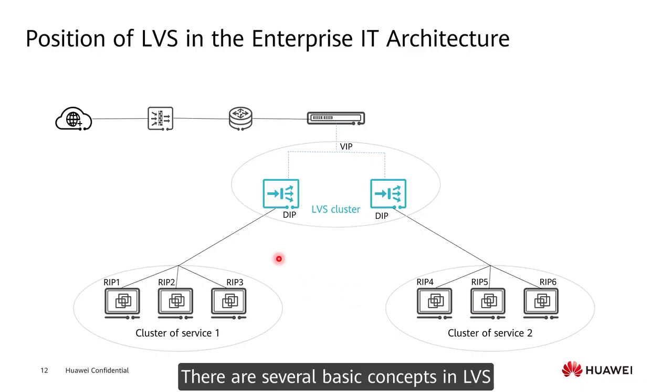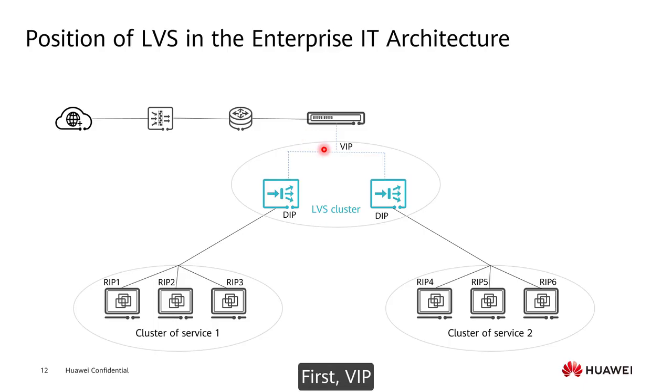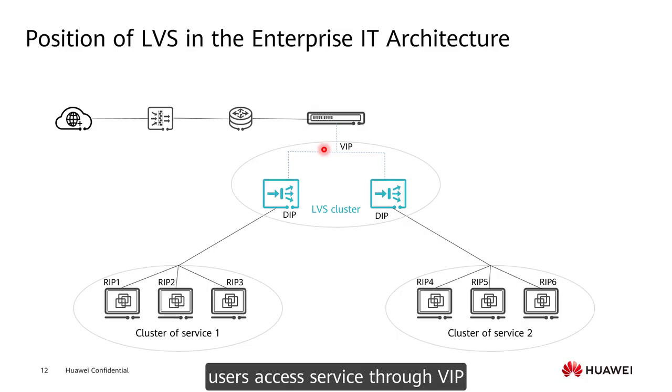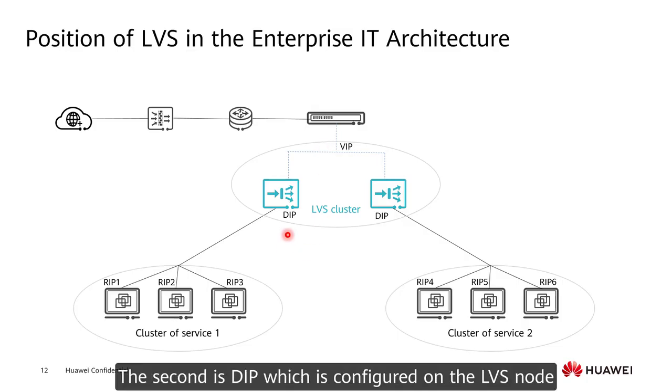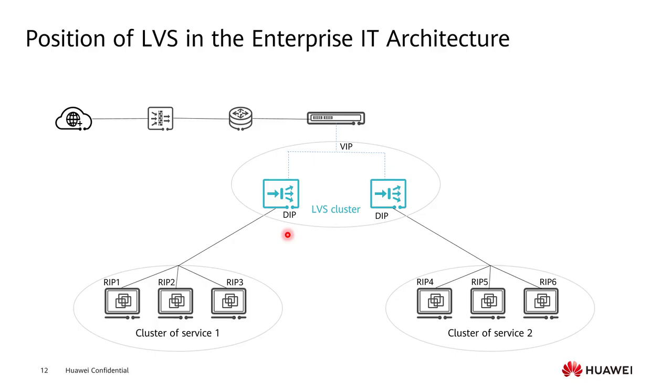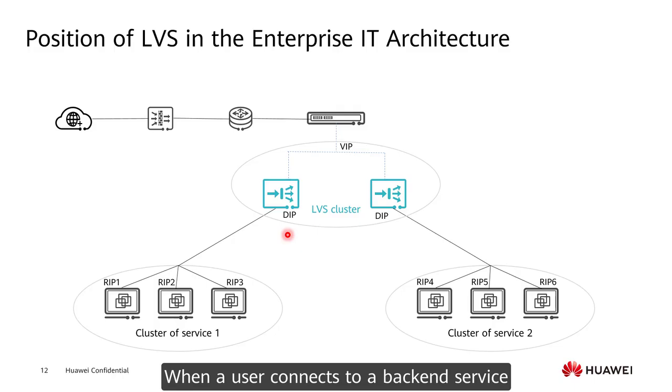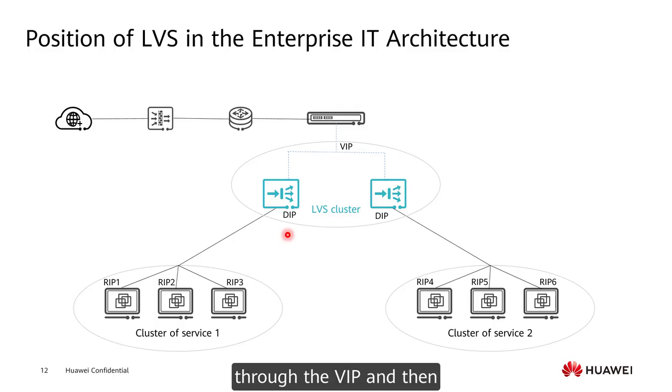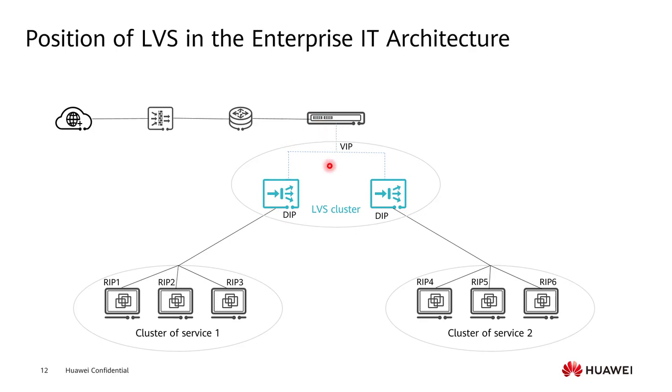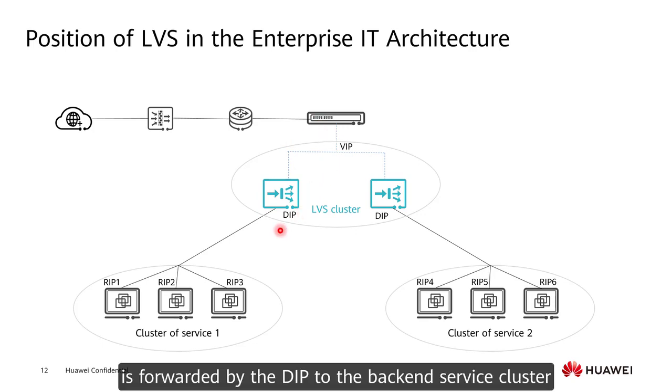There are several basic concepts in LVS. First, VIP. As we have mentioned earlier, users access service through VIP. The second is DIP, which is configured on the LVS node. When a user connects to a backend service, the request from the user passes through the VIP and then is forwarded by the DIP to the backend service cluster.